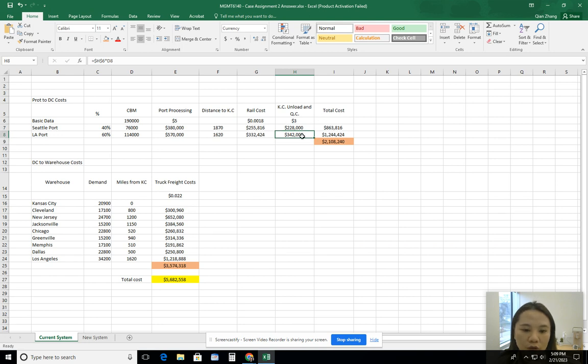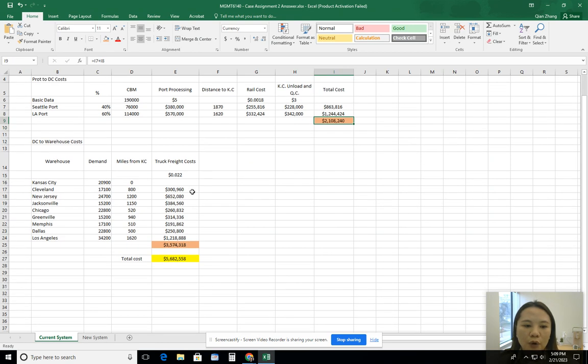So this is all the total cost, and then we will be able to calculate the total cost for the importing products for the Seattle and for the LA respectively, and we just sum all of them together, and we will have the correct answer here. So this is the first portion we consider about the costs in Kansas in the distribution center.